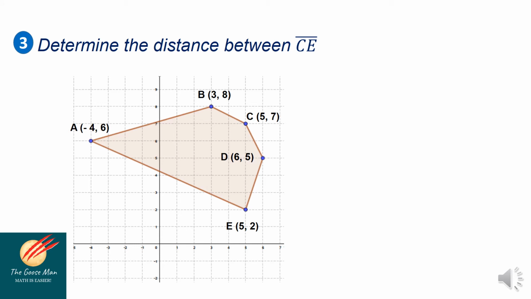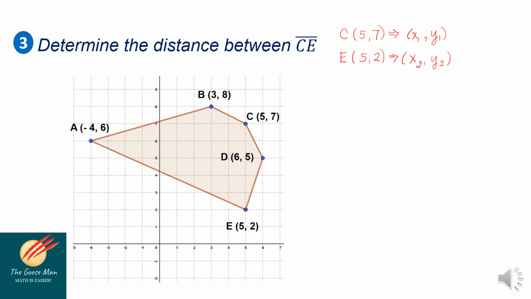So let's move on to our third problem. Determine the distance between C and E. Again, let's find out the coordinates of C and E respectively. C has the coordinates of 5, comma 7. So we will use this one as our x sub 1, comma y sub 1. It follows that x sub 1 is equal to 5 and y sub 1 is equal to 7. Next, E has the coordinates of 5, comma 2. So we will use this as our x sub 2, y sub 2.